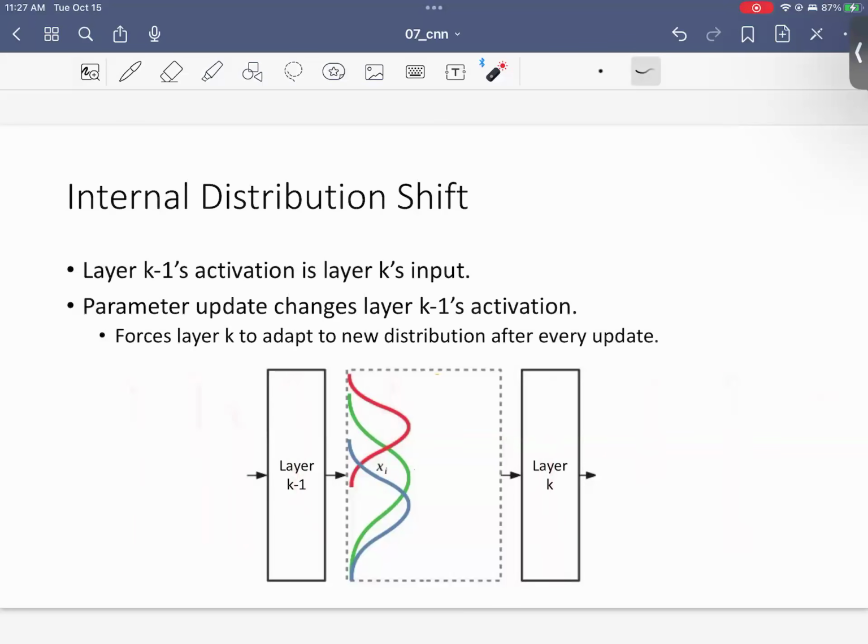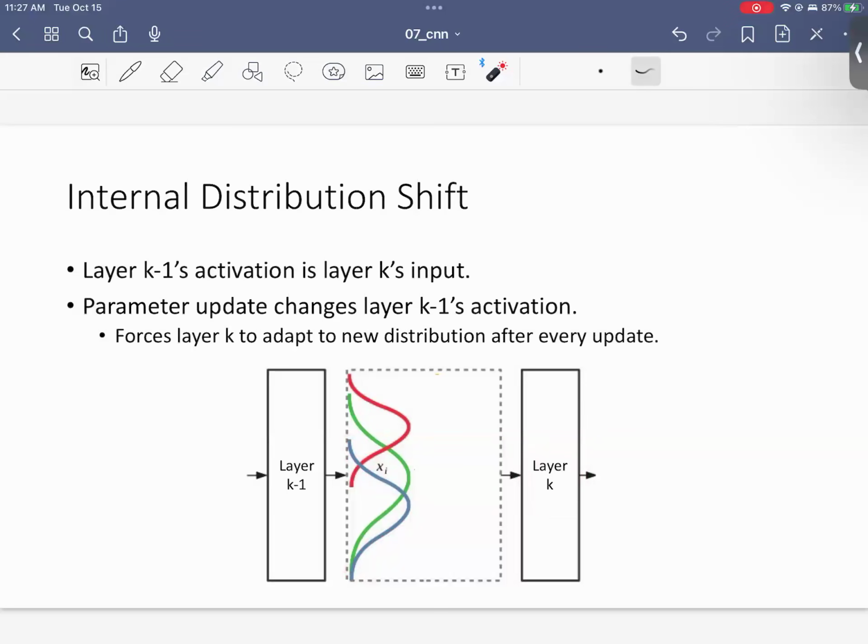And you're looking at two layers, layer K-1 and layer K. What's happening here is that layer K-1, the previous layer's output, is the next layer's input, obviously, right? If the previous layer's output follows a certain distribution, it could be this, it could be this, then layer K would perceive this specific distribution as an input to itself, right?